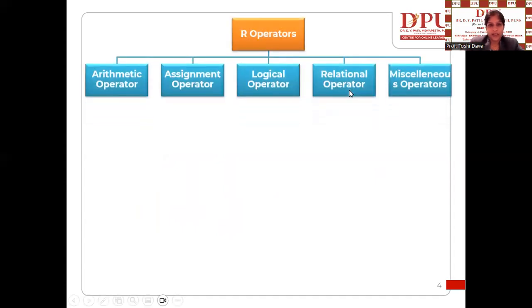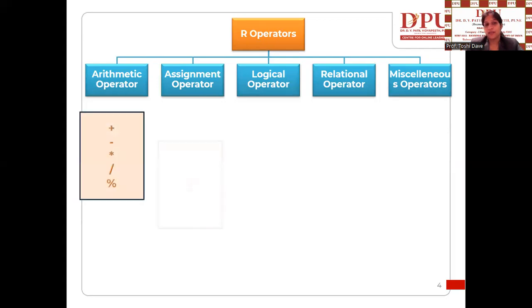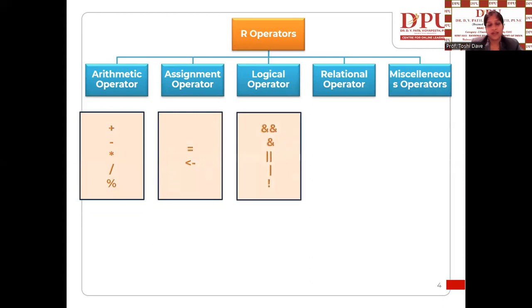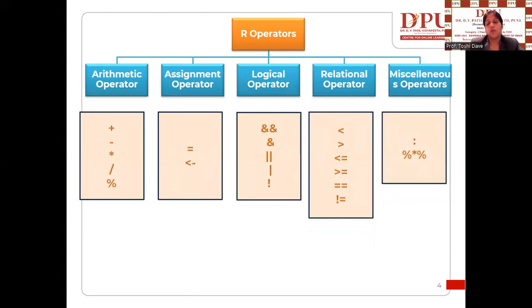Let's go to the operators. In R, we have arithmetic, assignment, logical, relational, and miscellaneous operators. Arithmetic operators are plus, minus, multiply, divide, modulus. Assignment operators are equal to and the arrow operator. Logical operators will give you output in the form of true and false, and logical not gives you the opposite of whatever you gave as input. Relational operators are used to show who is bigger, who is smaller, whether they are equal or not, and so on.